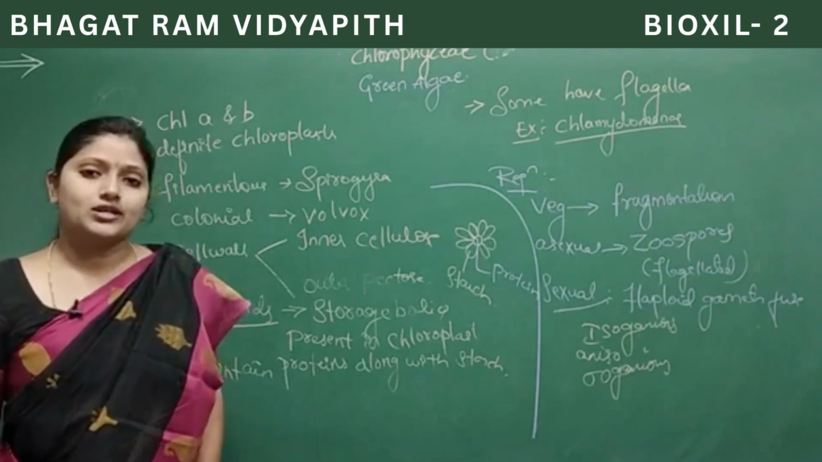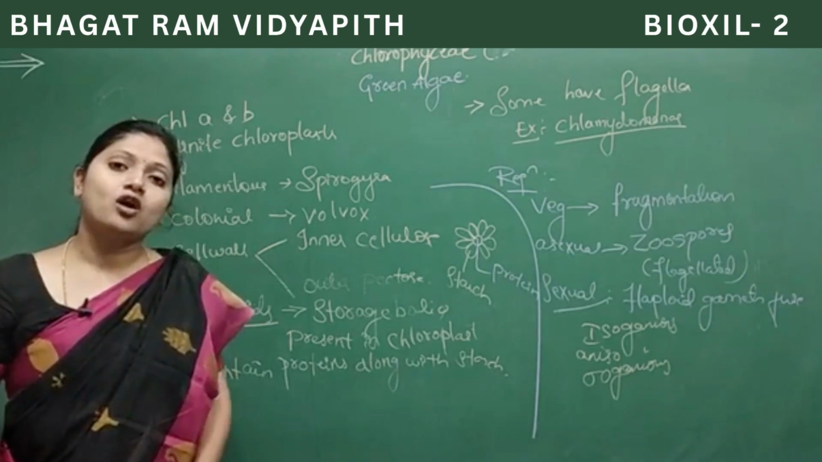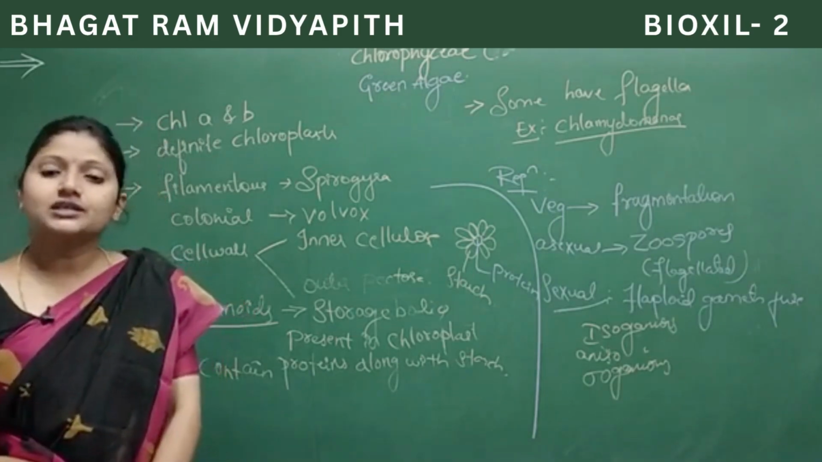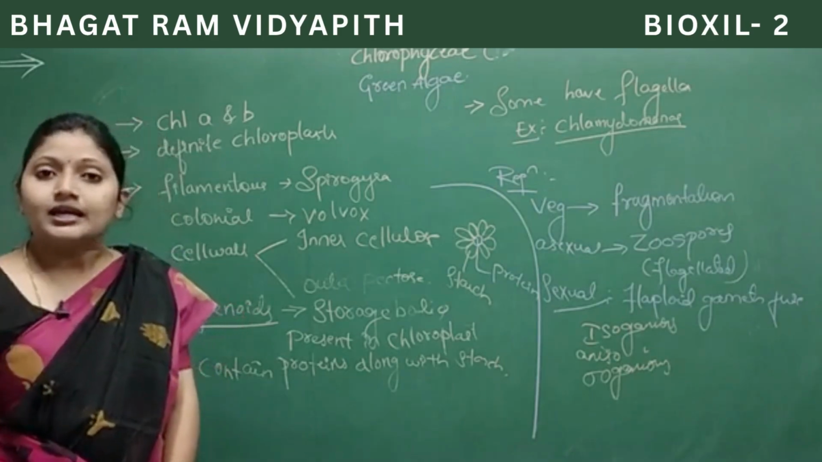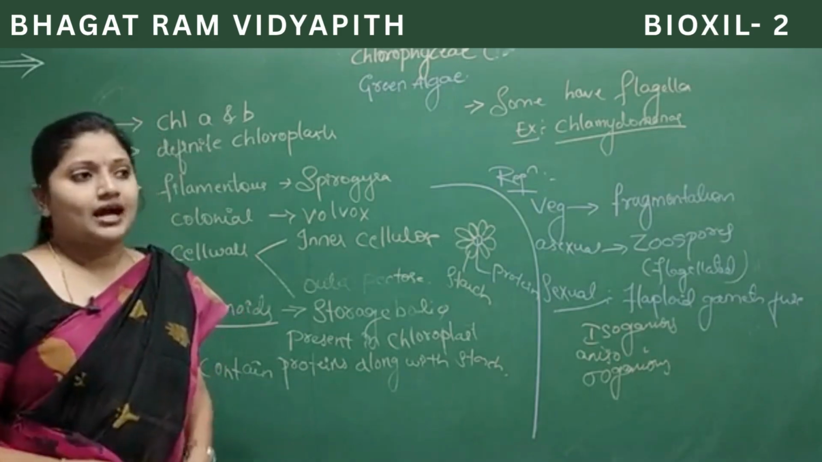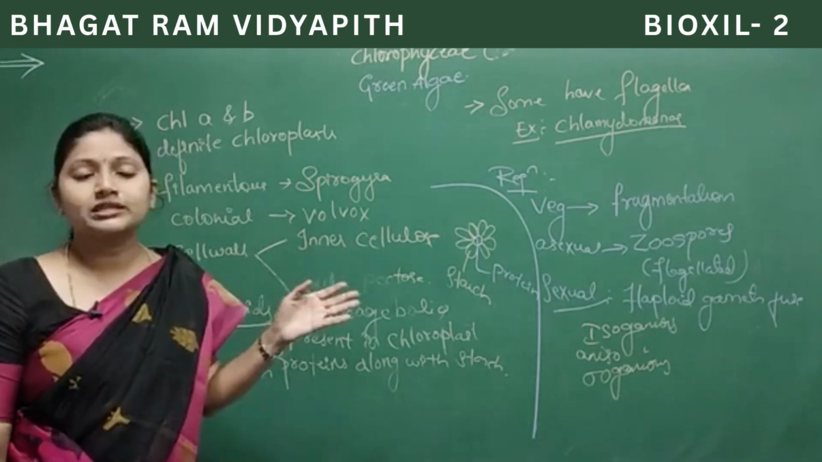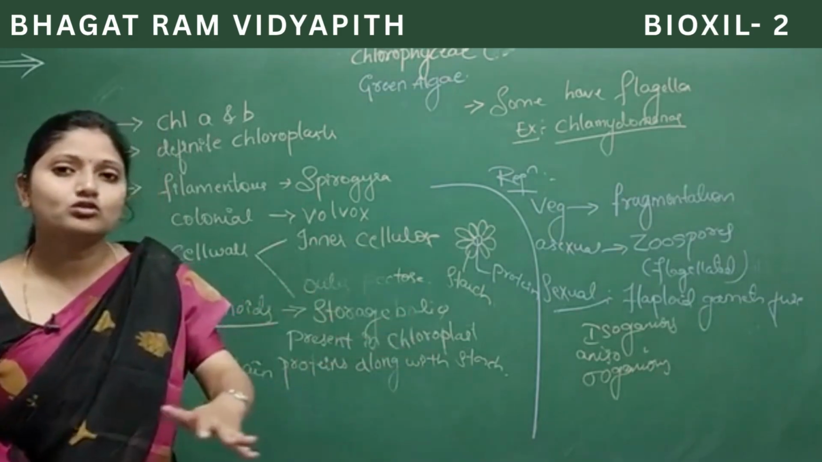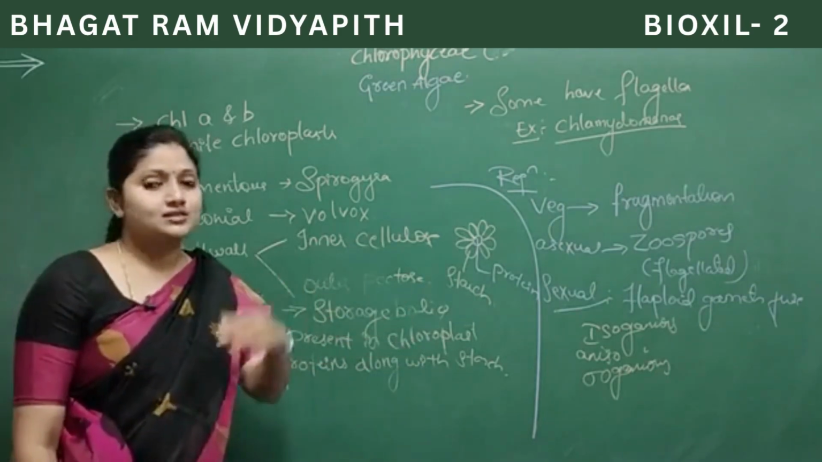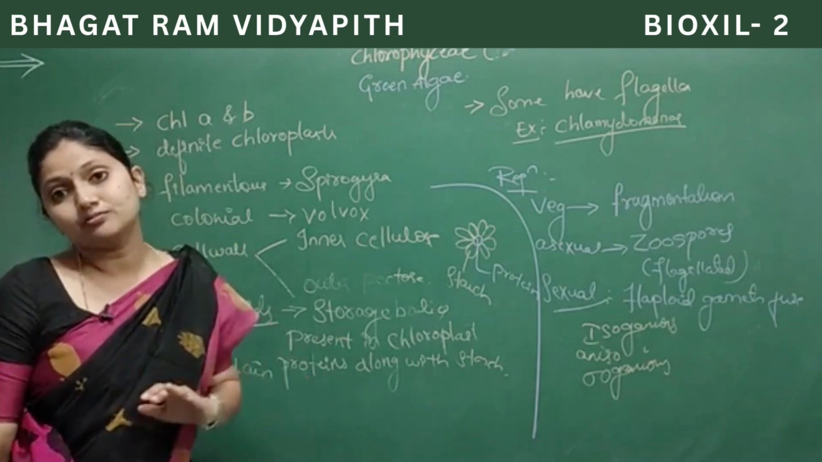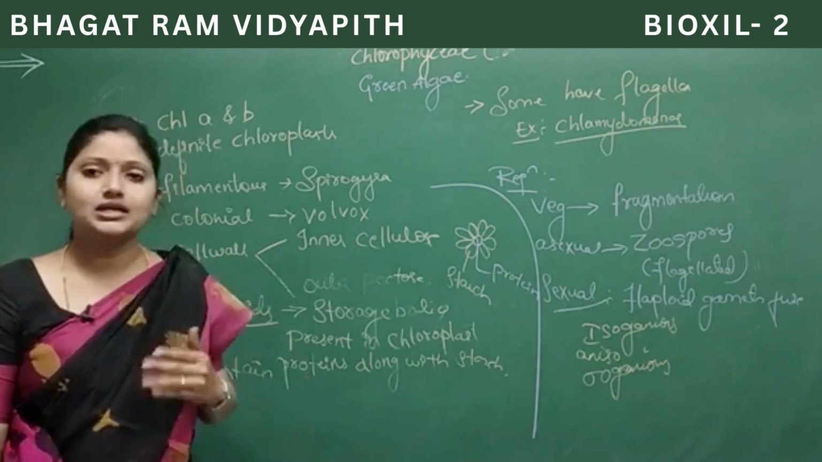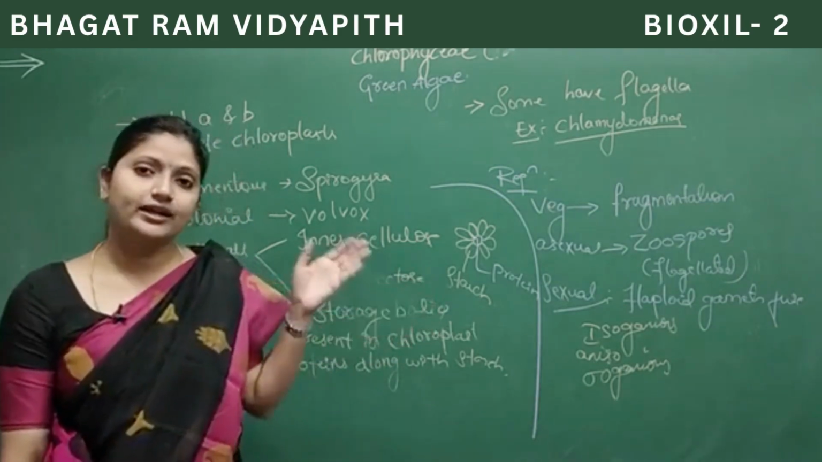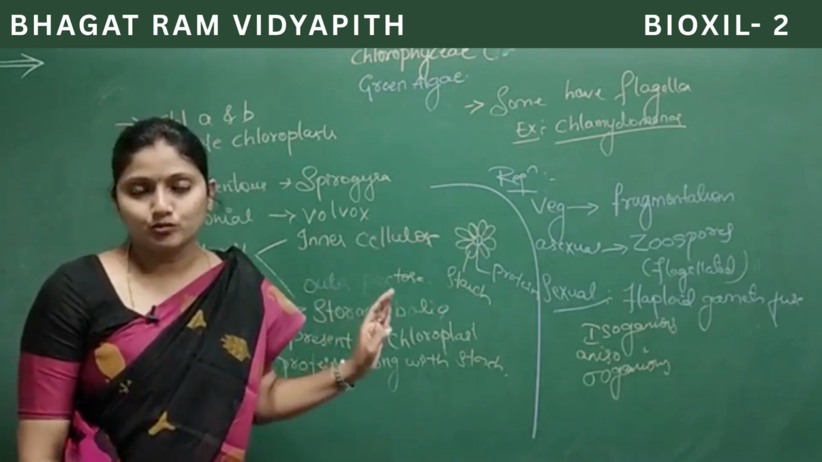Then storage bodies. The storage bodies here are called pyrenoids, and apart from the starch, these pyrenoids also contain proteins. As a rule, since the algae are photosynthetic in nature, they carry starch because they produce glucose and that glucose is converted into starch. So storage of starch is common, but apart from the starch, they also store proteins. Few of the green algae are flagellate. An example for that is Chlamydomonas.